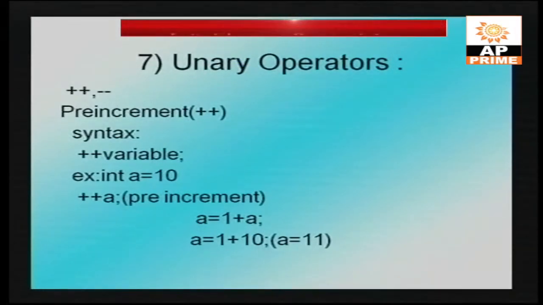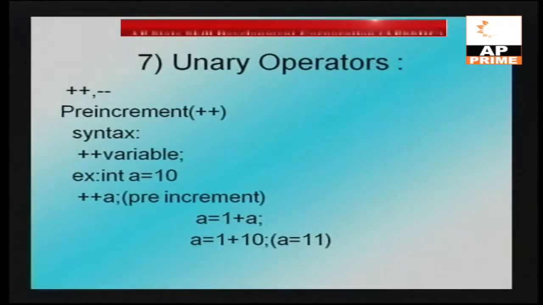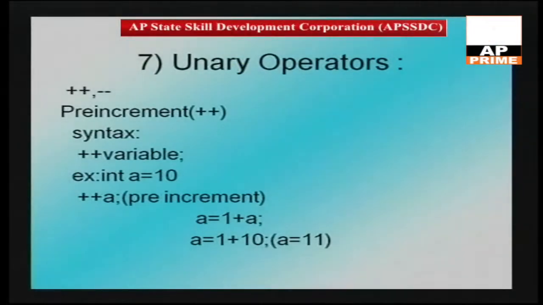Finally, what is my conclusion? Increment operators have two types, pre and post. Decrement operators have two types, pre and post. Pre-increment: first increment by 1, then use the variable. Post-increment: first use the variable, then increment by 1. Pre-decrement: first decrement by 1. Post-decrement: first use the variable, then decrement by 1.